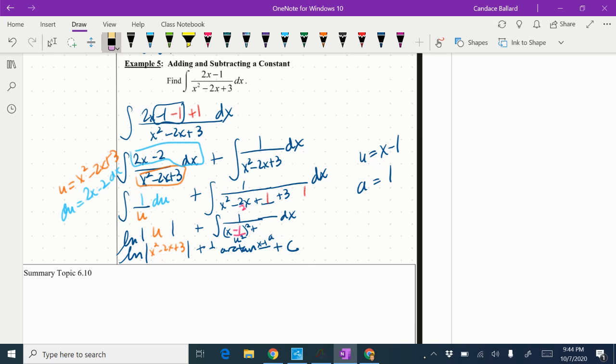I was close, but not quite. The 3, we added 1, so we have to subtract 1, which wouldn't make that plus 1, it would make it a 2. So that means a is going to be the square root of 2. So we've got square root of 2 and square root of 2 there. So that should end it. And that takes care of all the notes for 6.10.